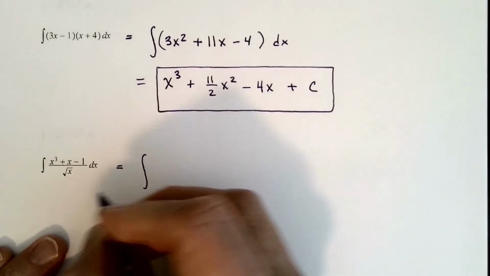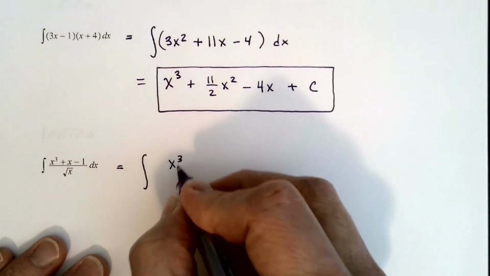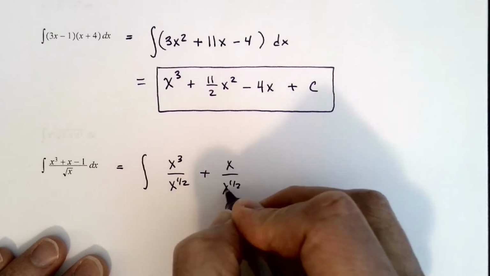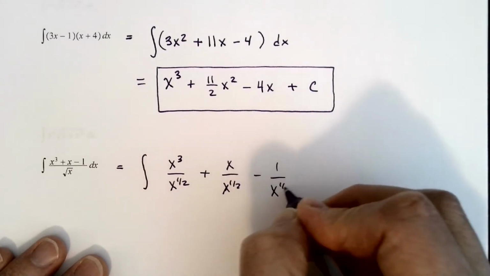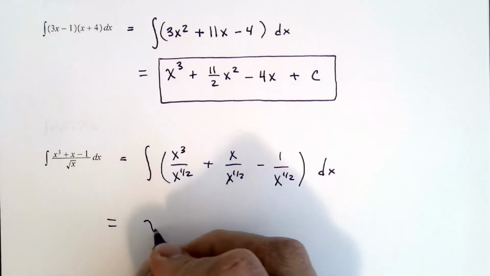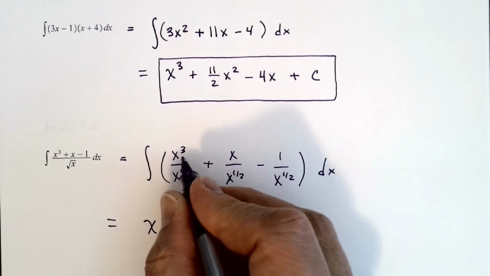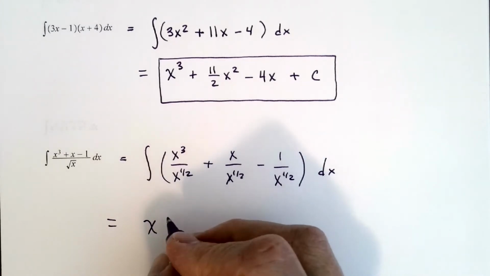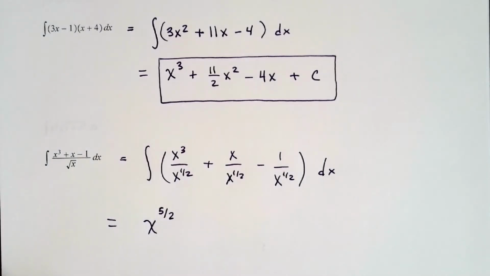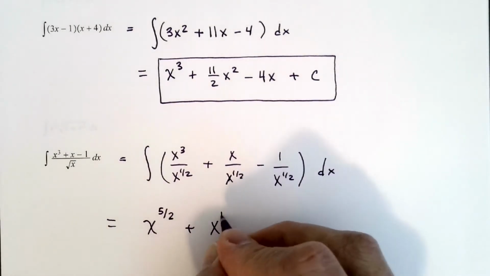Notice since I have a monomial, a single term down here, I can divide each term by that. So this becomes x cubed divided by x to the 1/2 plus x divided by x to the 1/2 minus 1 divided by x to the 1/2. And simplifying these, subtract the exponents. I get x to the 3 minus 1/2, which is 6 halves minus 1/2, is 5 halves, or 2.5. Plus 1 minus 1/2 is 1/2.